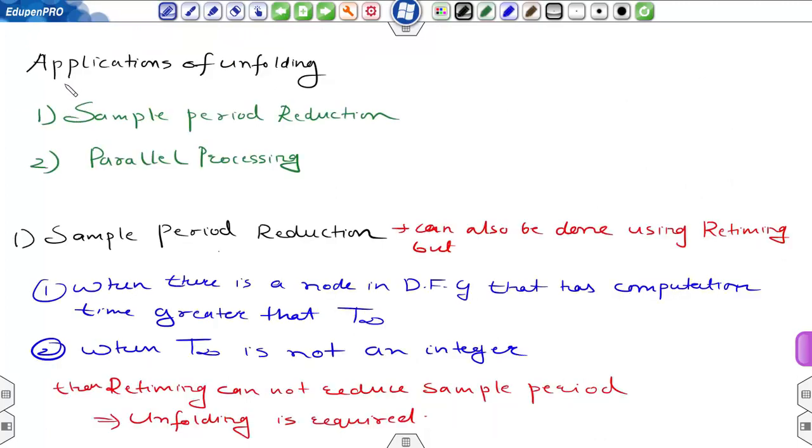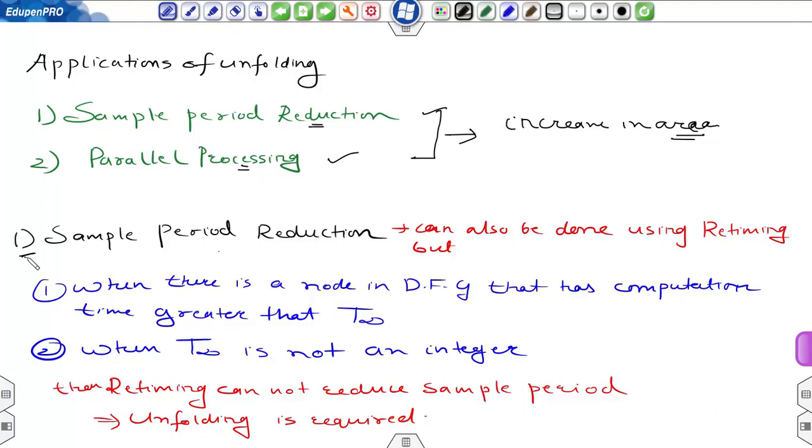So two main applications of unfolding are, first, sample period reduction and second, parallel processing. And we are increasing the speed of the system at the cost of increase in area. We are sacrificing area for speed.